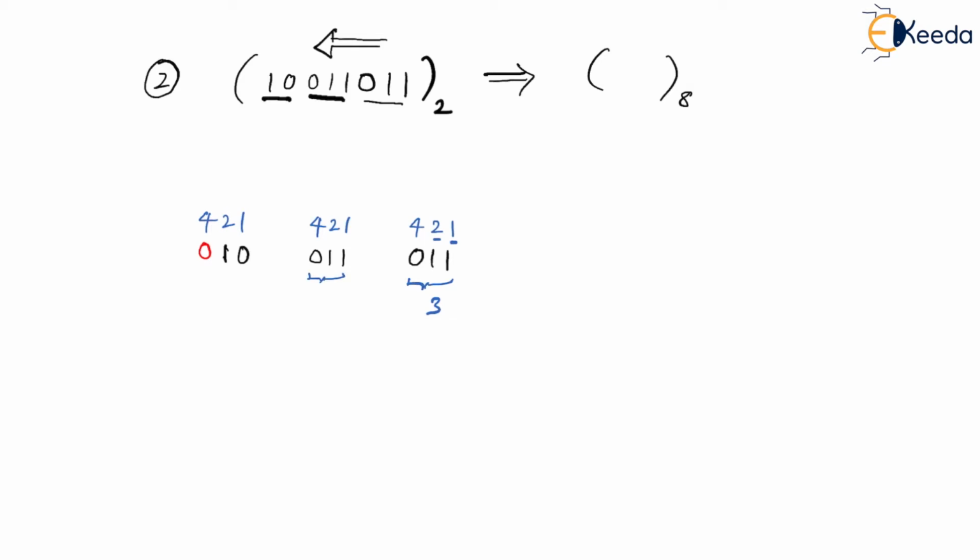Over here, it is just a coincidence. Again, ones are written below 2 and 1, so 2 plus 1 is 3. Now in the third group, the logic 1 is written just below 2, so we have no option but to write 2. Meaning that this number, having base 2, is equivalent to the number 233 to the base 8. I'm sure you have understood that.